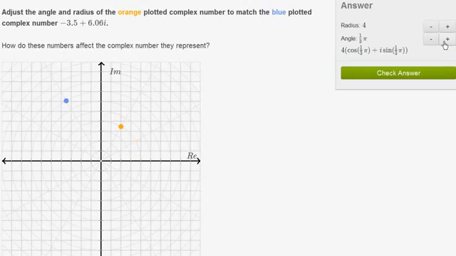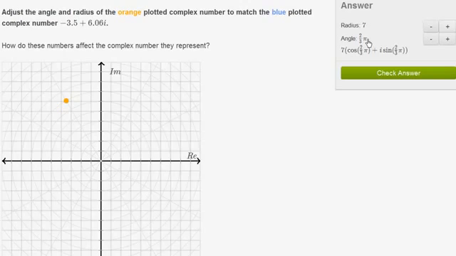If we increase the angle, so angle, that's pi over 3. This is pi over 2. So we increase the angle to 2 pi over 3. And this seems to be the right direction. And we just have to increase the radius a little bit. So there we have a radius of 7, an angle of 2/3 pi.